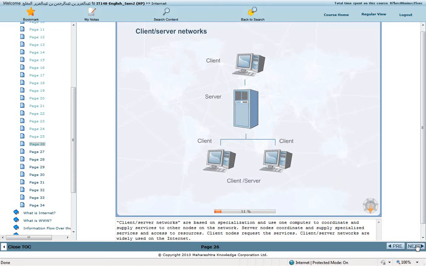Client-server networks are based on specialization and use one computer to coordinate and supply services to other nodes on the network. Server nodes coordinate and supply specialized services and access to resources. Client nodes request the services. Client-server networks are widely used on the Internet.